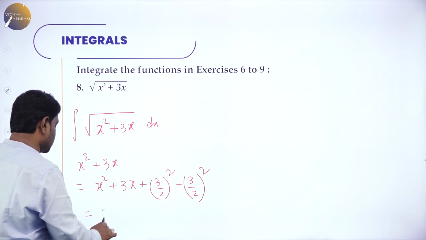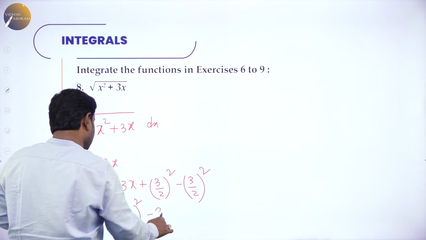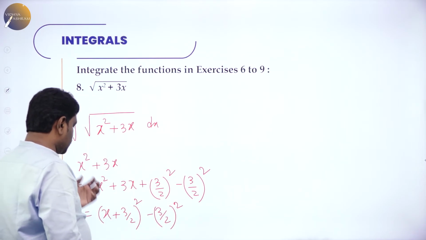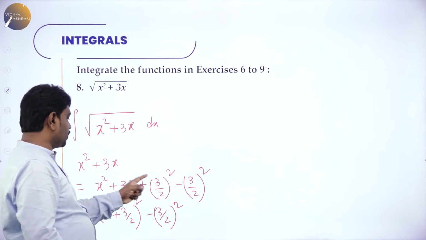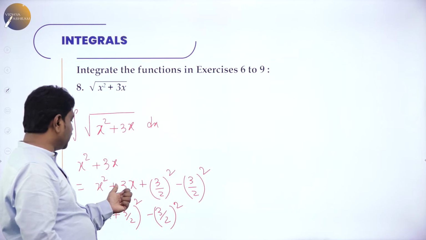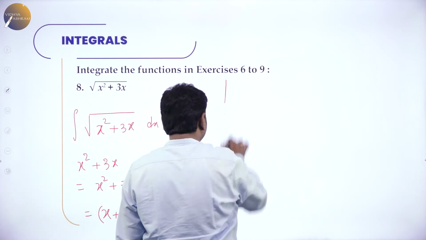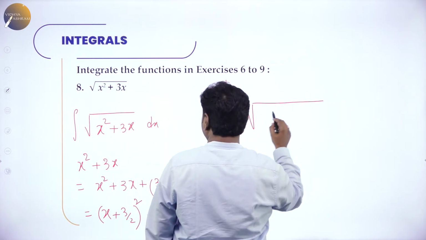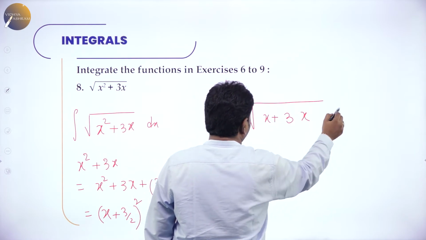So this can be written as (x + 3/2)² − (3/2)². Now if you expand this, you will get the same. See, the complete square formula: a² + b² + 2ab, 2 into 3/2 into x becomes 3x. So add and subtract half the coefficient of x, the whole square. So I can write the given problem as integration of root of x² + 3x dx.